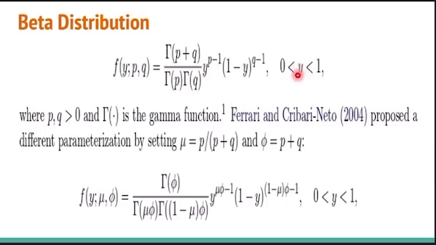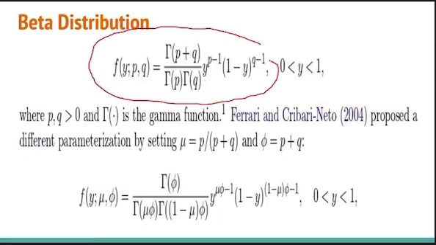Now, this particular distribution has been reparameterized by Ferrari and Co. in 2004, and you know what they did. If I have a beta distribution like this, the expected value of Y is P over P plus Q. Now, if we let phi be P plus Q, the mu and the phi are the special parameters that we are actually looking for.